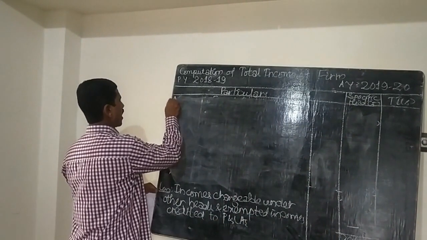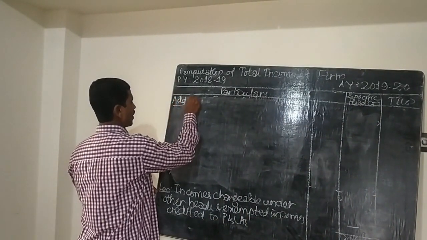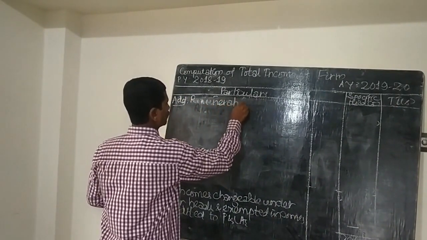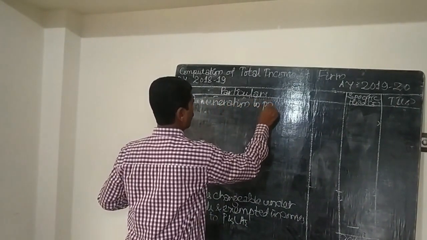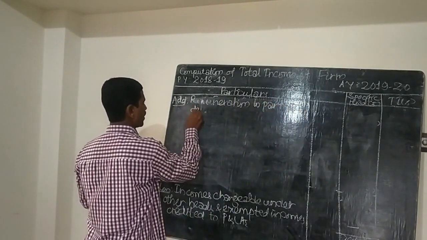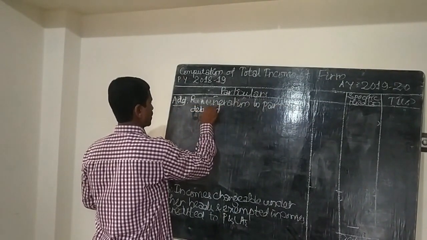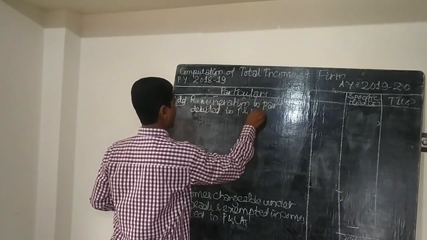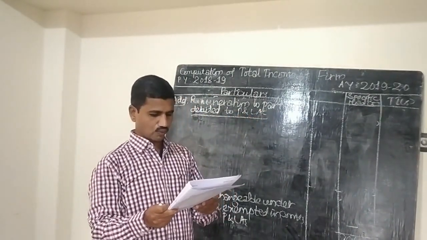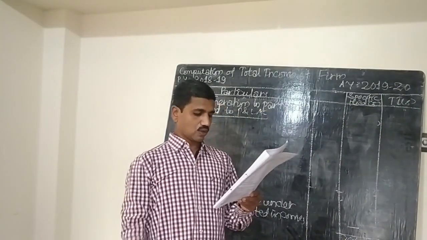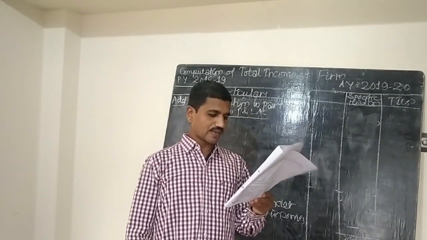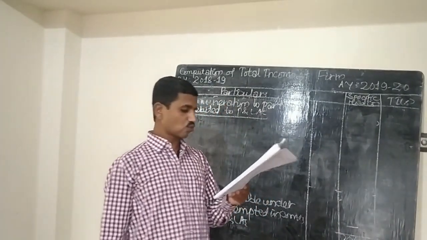So right here, add remuneration to partners, debited to P&L account. So first let us find out who are the working partners. So Y and Z are the working partners, it is given in the problem. So only salary and commission are paid to working partners only here.